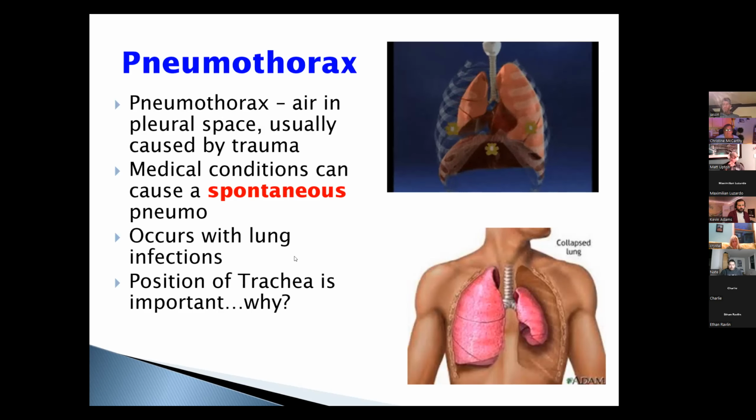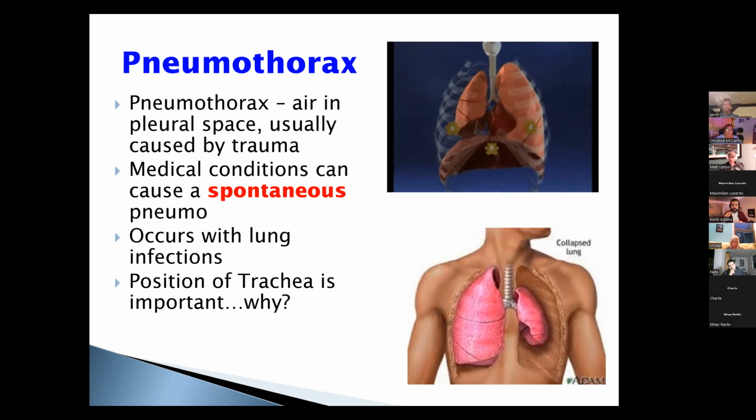Now, why would the position of the trachea be important in this? If you guys remember, during our trauma assessments, when we're assessing the neck, we're assessing for JVD, jugular vein distension, and also tracheal deviation. Why would this be important? If the trachea is deviated, maybe air's not getting into one of those lungs through the trachea. So it's not that it's collapsed, it's that it's just not getting inflated.